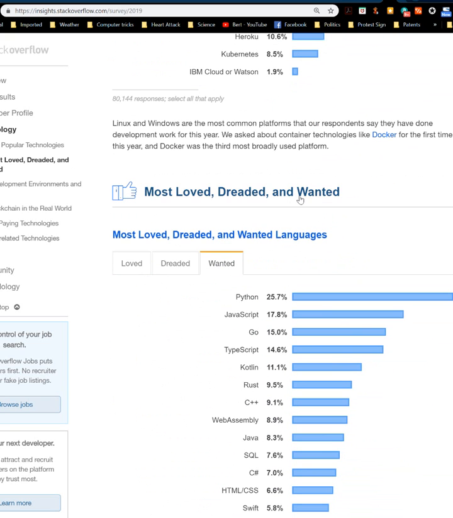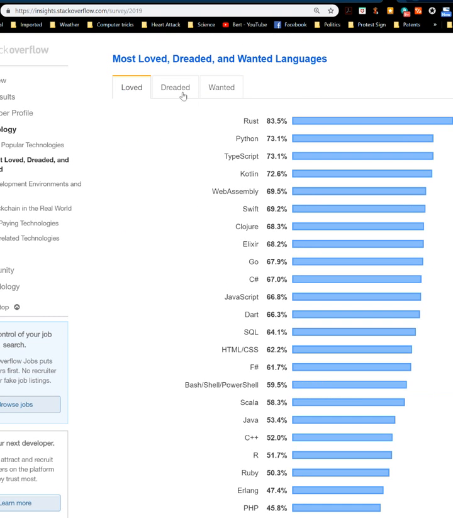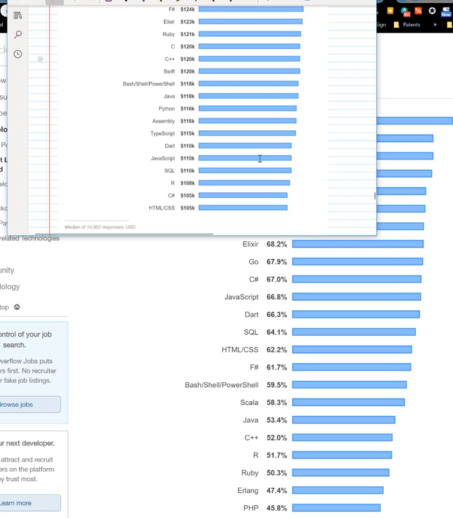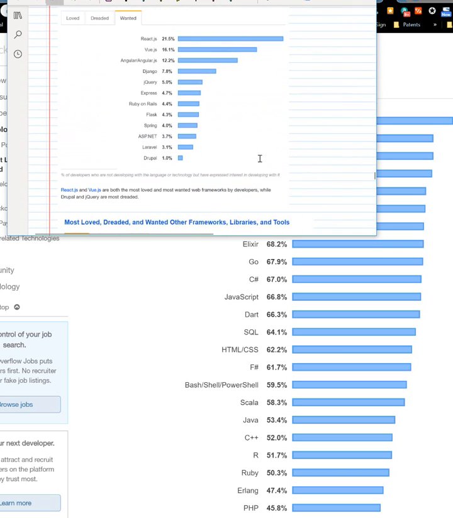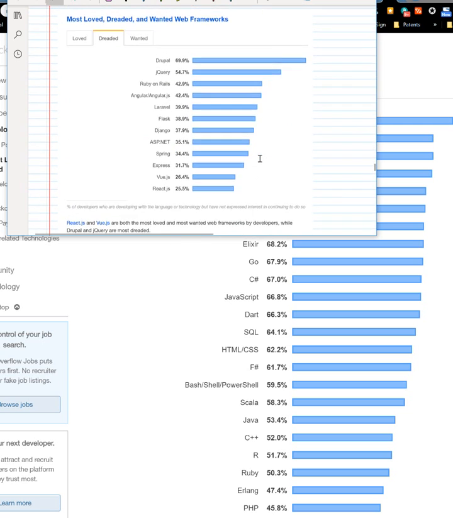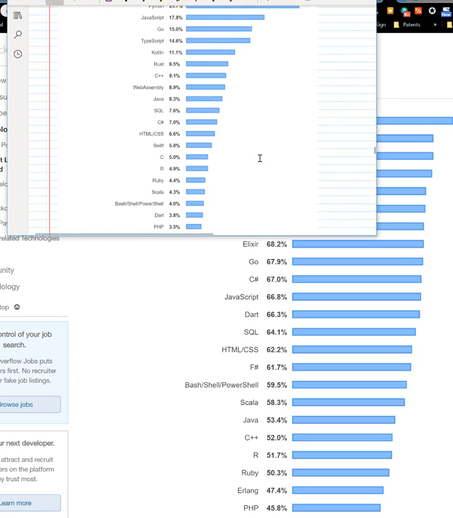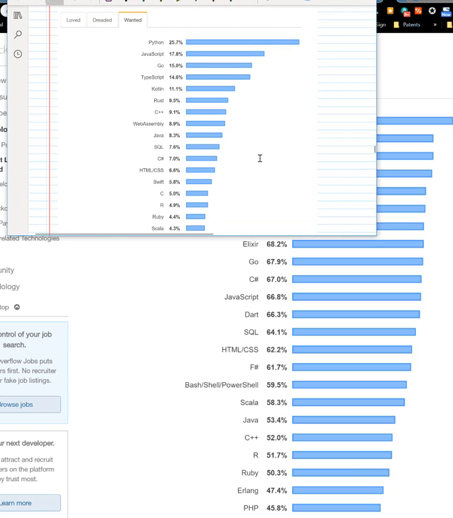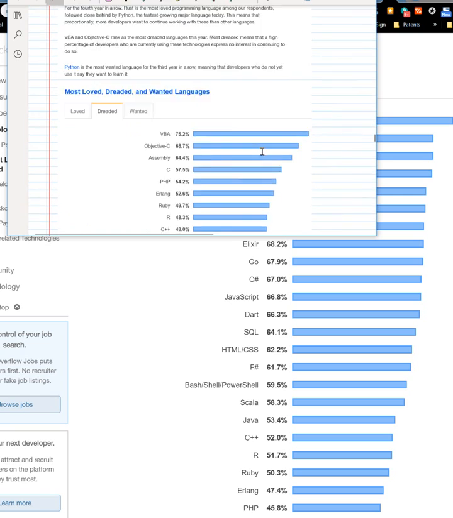Okay, now here we have the loved, most dreaded, and most wanted languages. So Rust, okay, maybe a most loved language, but how many people seem to use it? Not really that many, as was indicated by some of the other statistics I've seen here. Is this the right graph? No, this is the same thing we're kind of looking at here.